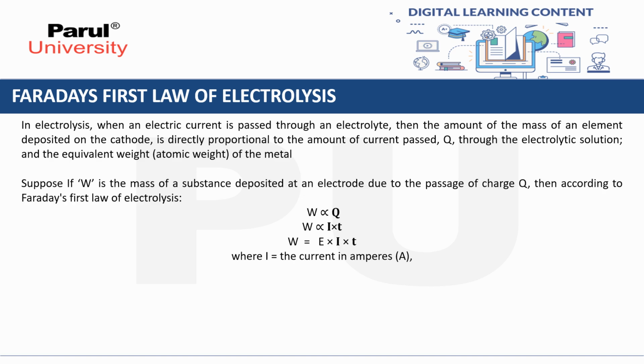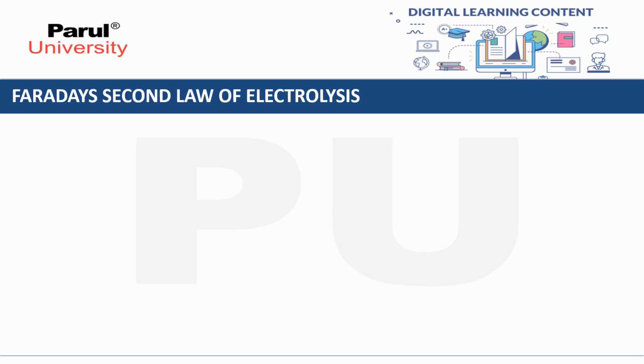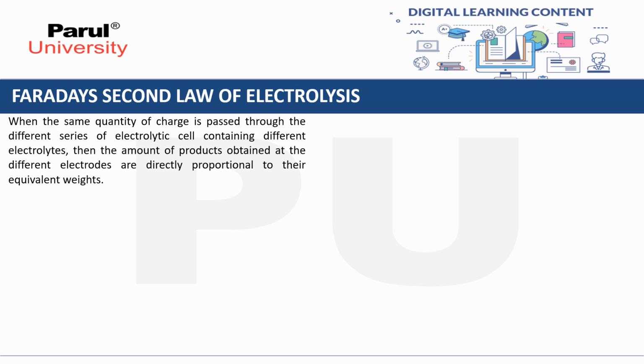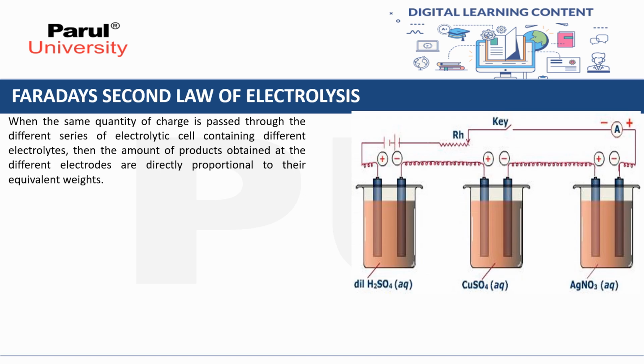Now let us see Faraday's second law of electrolysis. When the same quantity of charge is passed through a different series of electrolytic cells containing different electrolytes, then the amount of product obtained at different electrodes is directly proportional to their equivalent weights. As shown in the diagram, there are three electrolytic cells connected in series. One is a dilute sulfuric acid cell, a copper sulfate cell, and a silver nitrate cell.